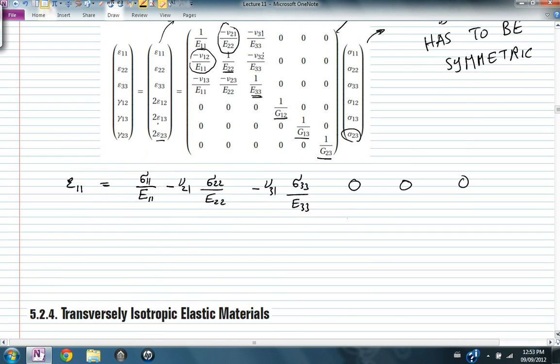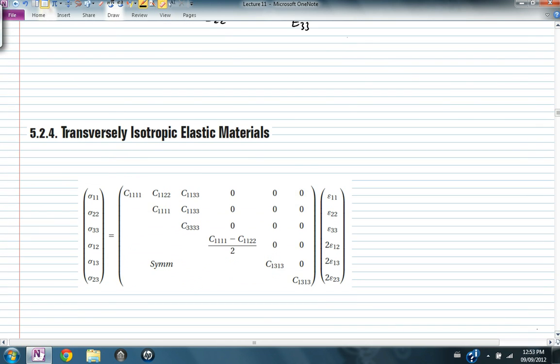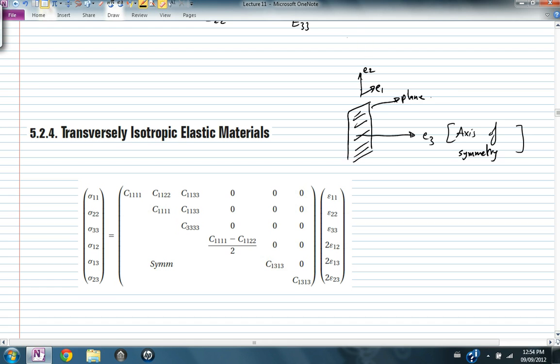The next type of material, the transversely isotropic elastic material. So, for this material, let's make this E3. This is the axis of symmetry. And this is E1 and E2. This is the plane of isotropy.